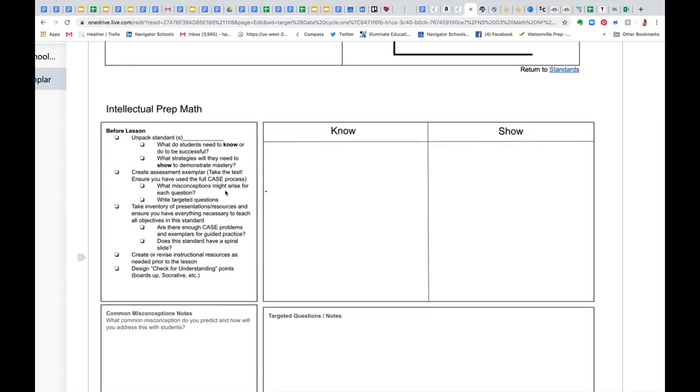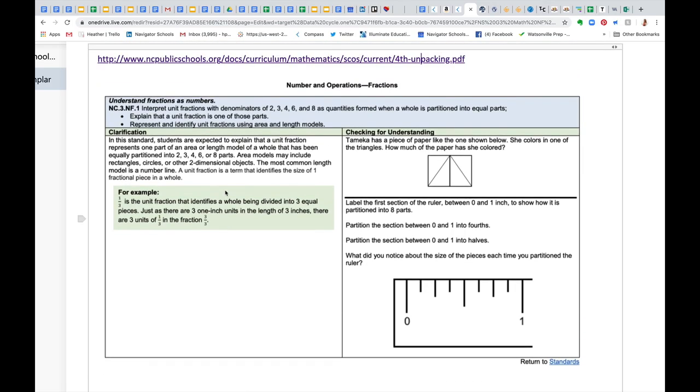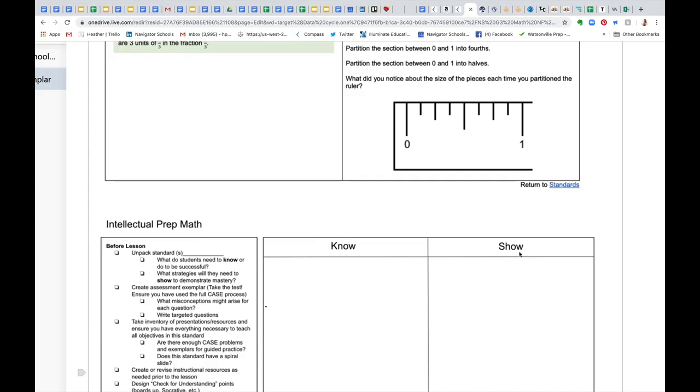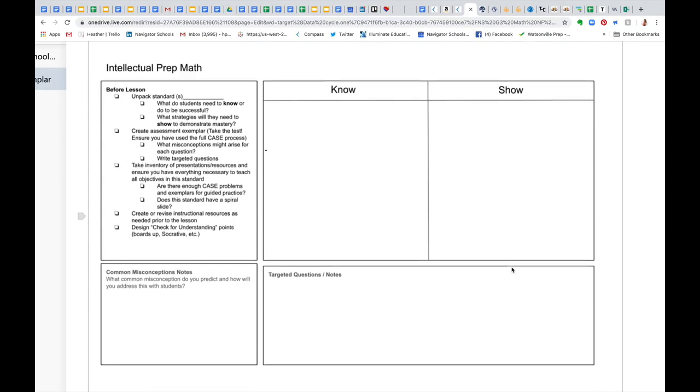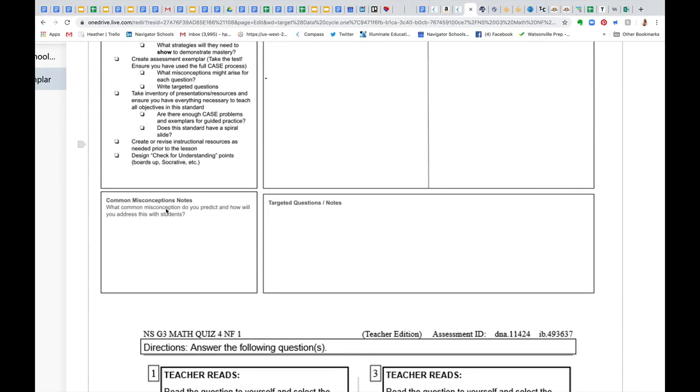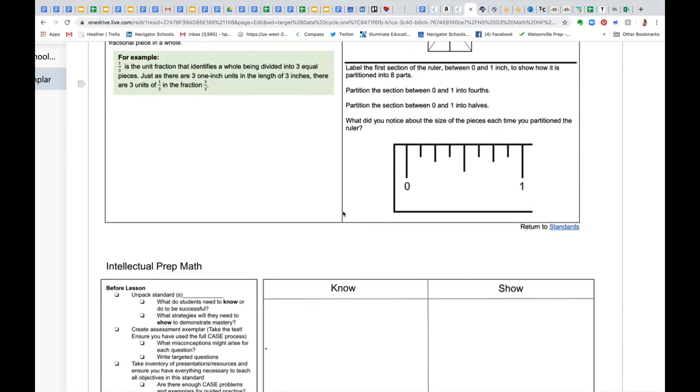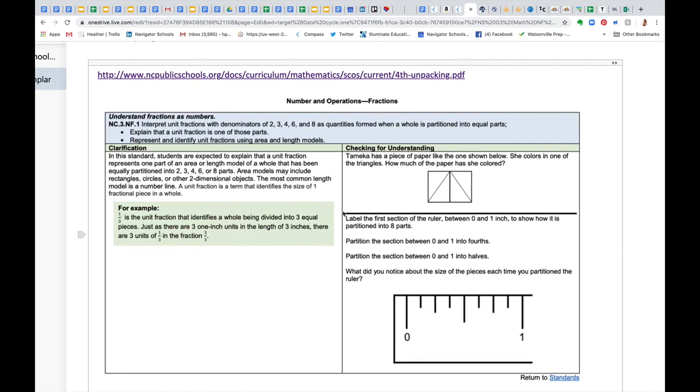So I'm going to start by closely reading the standard to figure out what students need to know and show, and also to identify some common misconceptions that might occur, and then write some targeted questions to help with my lesson planning. So I'm going to go on back up here and closely read my standard. Students need to interpret unit fractions with denominators of 2, 3, 4, 6, and 8 as quantities formed when a whole is partitioned into equal parts.